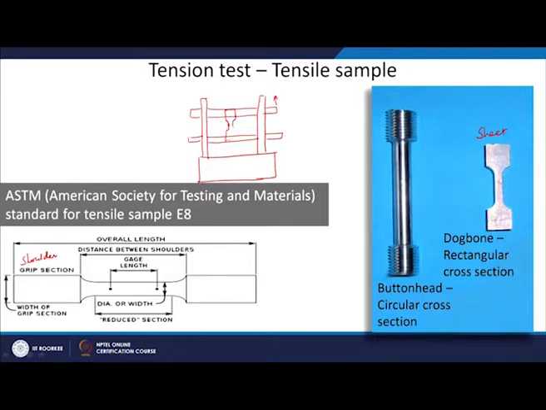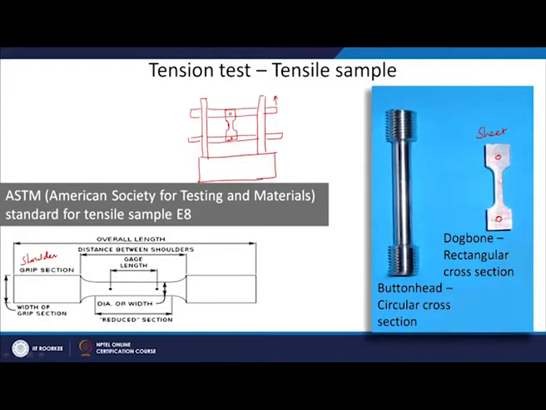Of course, the drawing is not very nice here. Suppose we are able to load by some pin loading. Sometimes you will also see that there is a hole in the sample, so you can insert a pin and that is how you are going to load the sample. Now, this crosshead is going to move, which applies a strain on the material, and the response of the material will be in the form of stress.